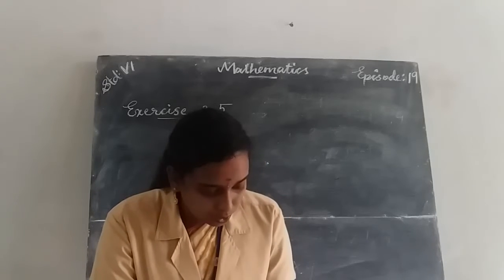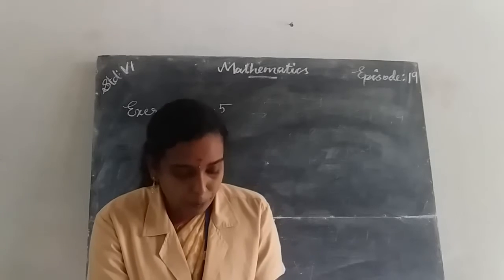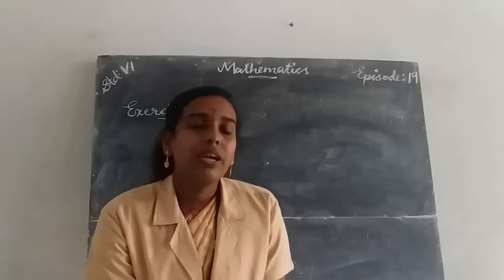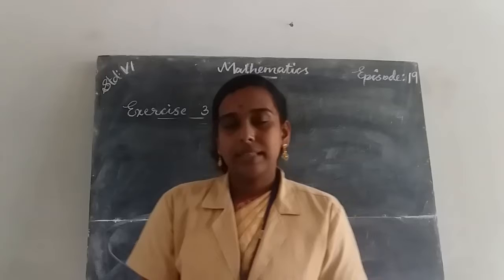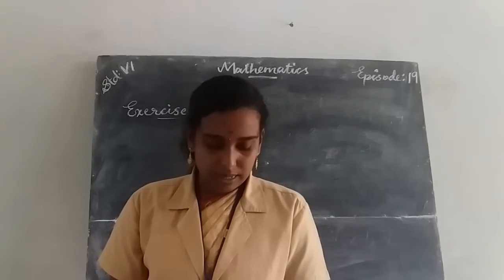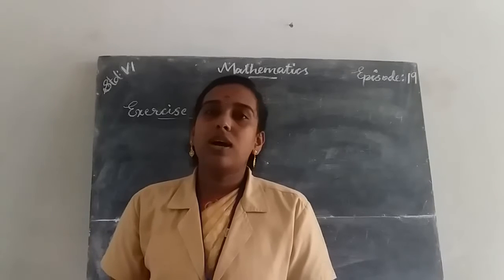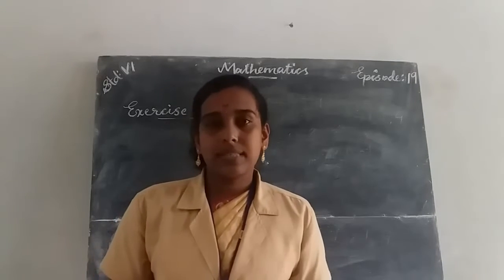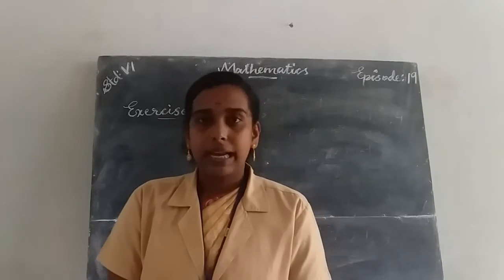Here the two numbers are not co-prime numbers. What do you mean by co-prime numbers? That we discussed in our previous class. What do you mean by co-prime numbers? If two numbers have only one common factor, then we can say that those numbers are co-prime numbers.